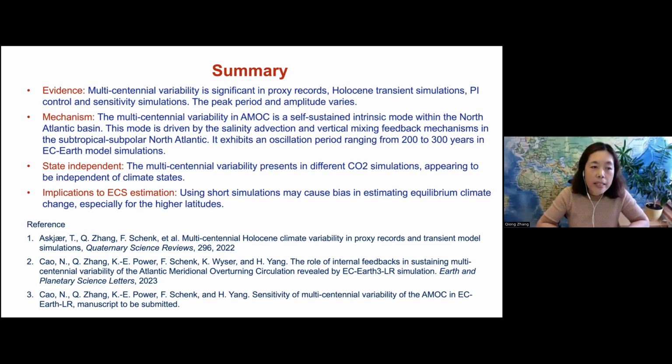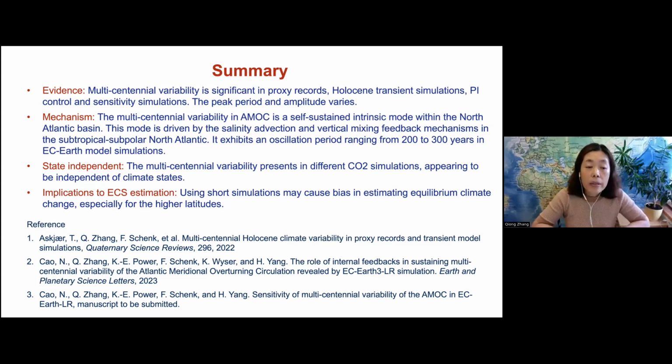And then for these mechanisms, our first result is that we think this variability originated from the AMOC, and it's a self-sustained intrinsic mode within the Atlantic basin. So it's mostly driven by this salinity advection and vertical mixing feedback mechanisms, because if there's a positive feedback and a negative feedback, you can have this oscillation. Otherwise, you can't really maintain this kind of oscillation. And in our model, this oscillation period ranges from 200 to 300 years. And in other models, it also varies.